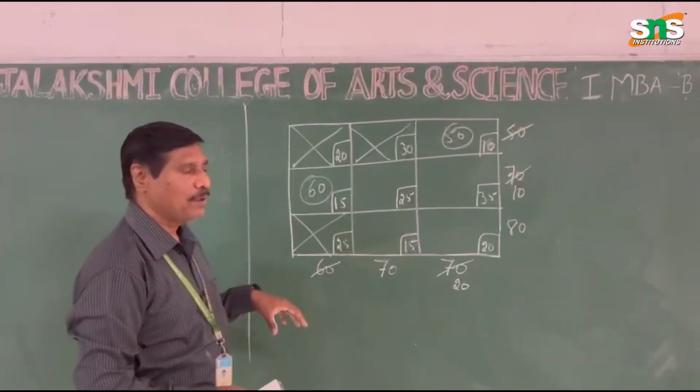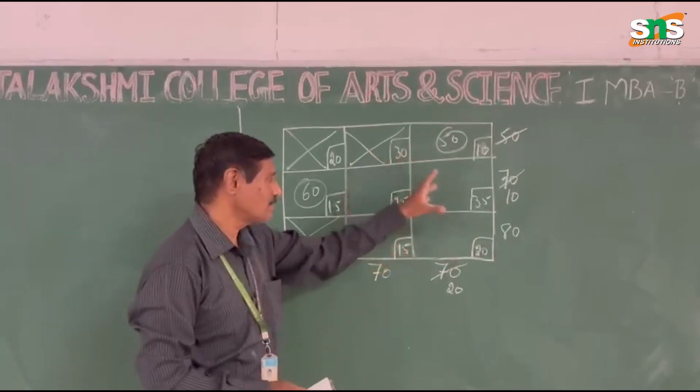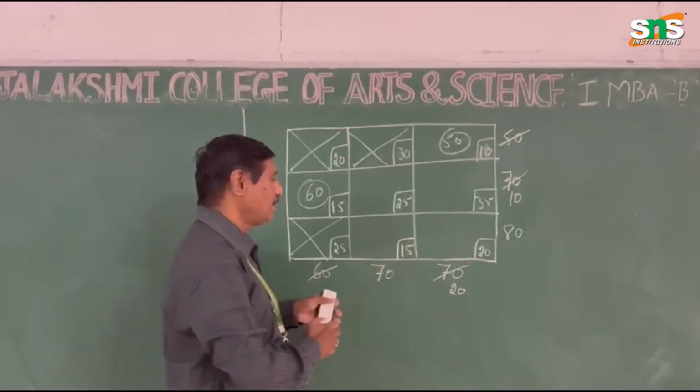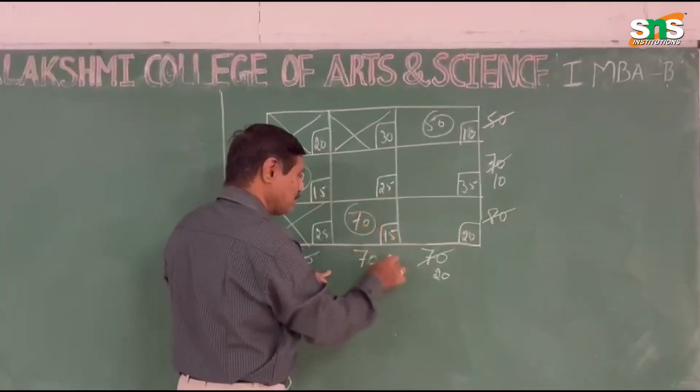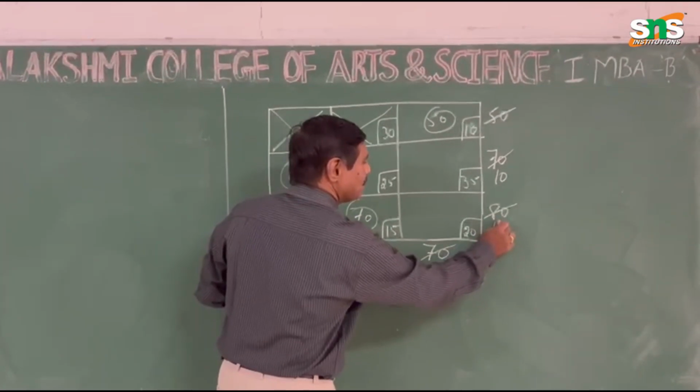Then again we apply the least cost. Among these four costs, again this 15 is the least. There are 80 supplies available, but we need only 70. So to fill it, we still have 10 supplies remaining.